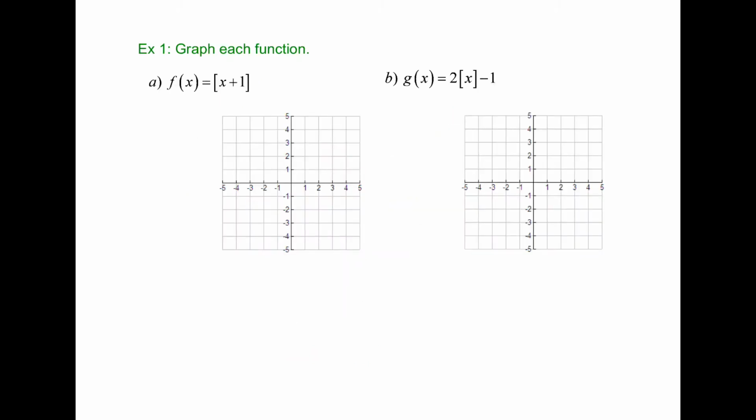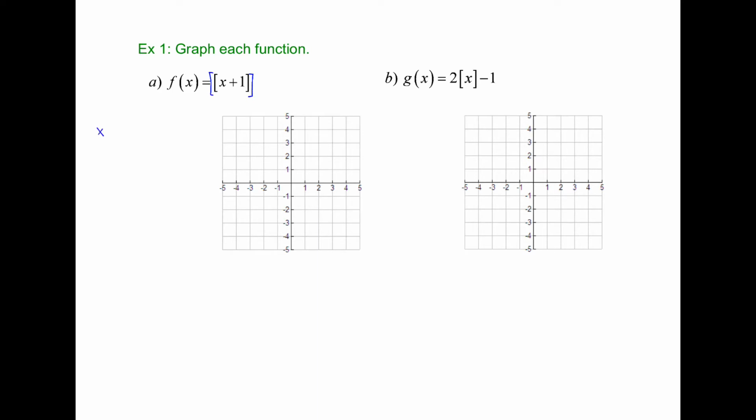all right, now we will start the examples, going back to example 1, graphing the step functions. We'll start with f of x equals the greatest integer of x plus 1, and once again, these will be double brackets. Sometimes you use single, but we'll use double there.